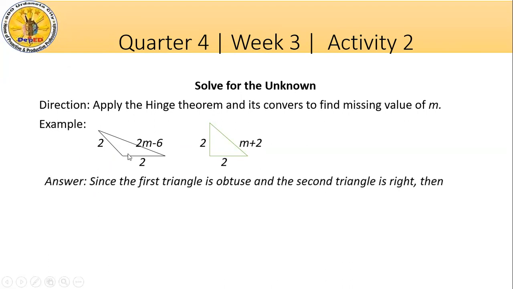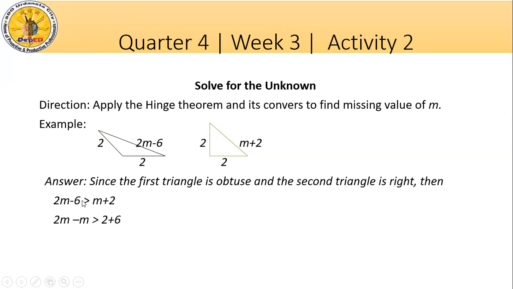Since the first triangle is obtuse and the second triangle is right, then we can say that the measure of 2m minus 6 is greater than the measure of m plus 2. Okay? Kasi mas malaki ang obtuse kaysa sa right. Okay? So, equating this, we have 2m minus m is greater than 2 plus 6.